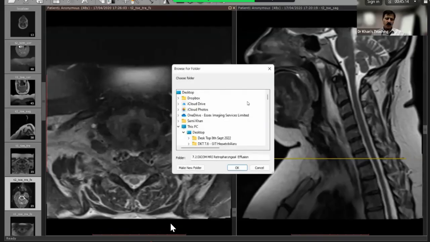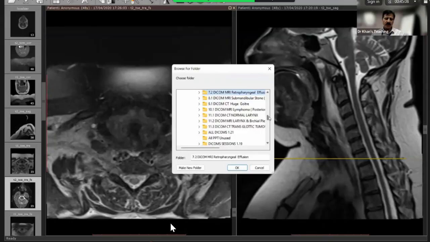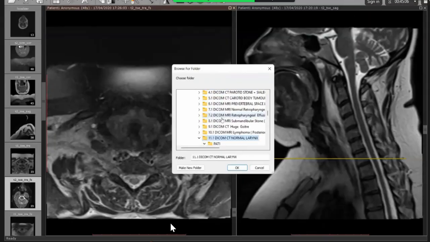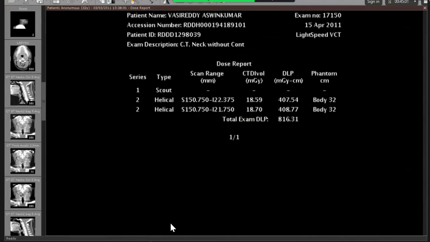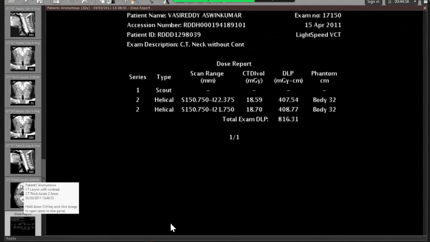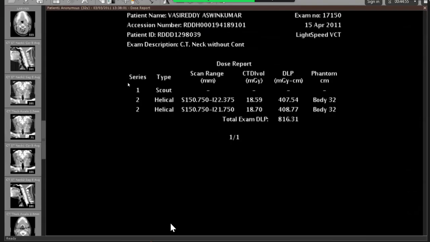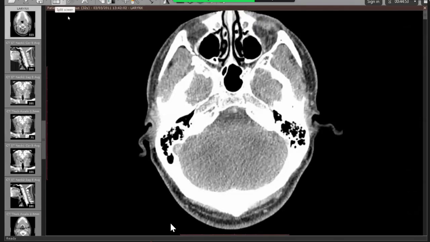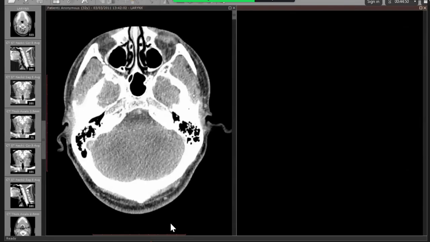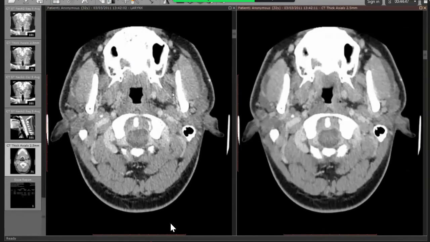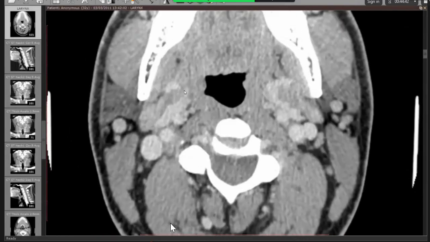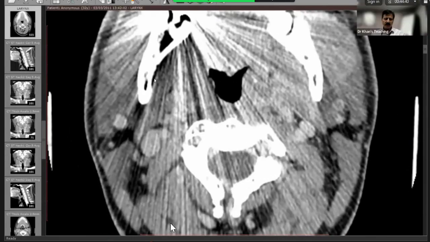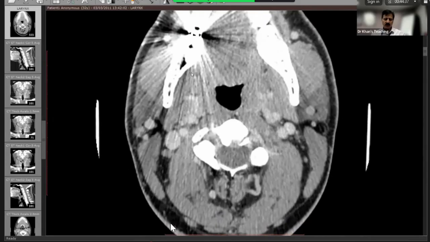Candidate 2, can you see the DICOM viewer? Correction, candidate 3. Yes, sir, I can see. So I might ask you a few questions also, candidate 3. Okay, sir.